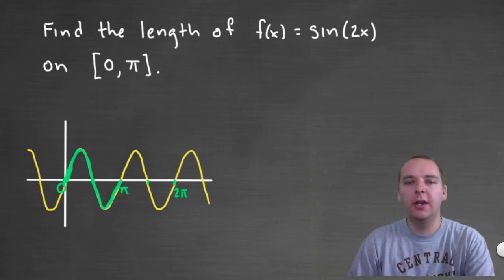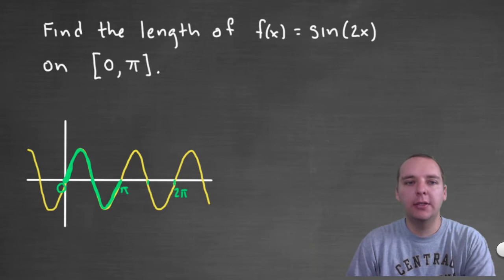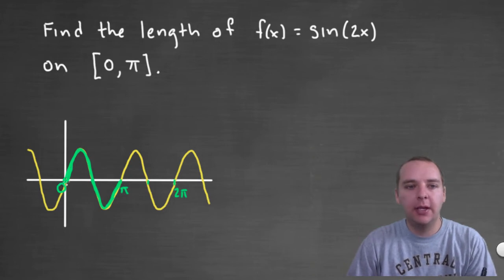In this video, we're going to take a look at an arc length example where we try to find the length of sine 2x on the interval from 0 to pi. So I've got a graph here of the graph of sine 2x, and I've labeled some of the points along the x-axis. We see it starts at 0, then it continues until it gets to pi, and then it stops. So I want to find how long is this curve.